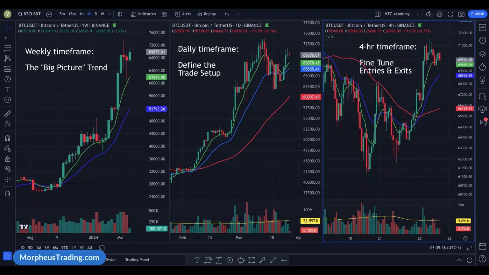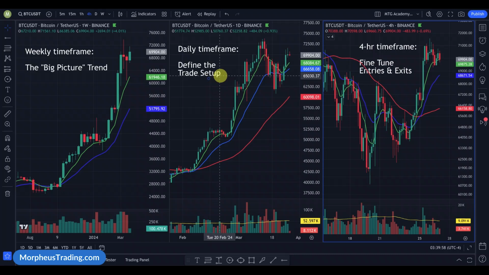For example, what you see right here on the left side is the weekly chart of Bitcoin, and this is good for the big picture trend. The big picture removes some of the noise of the shorter term charts and shows you what's really happening in the longer term. Then we've got the daily time frame. The daily chart is what most traders typically use, especially if they're new. And the daily time frame is great because a lot of people follow it.